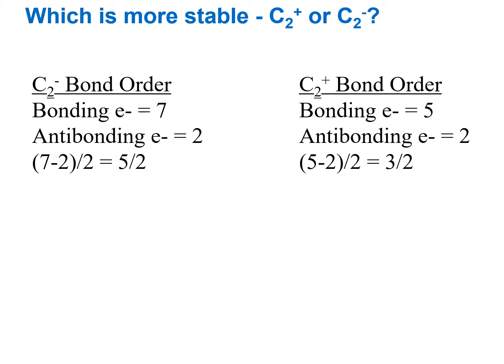So if we take a look at our numbers here, our bond orders, we have 5/2 from our negatively charged ion being greater than 3/2 of our positively charged ion. So we could then conclude that the double carbon with the negative charge is the more stable version.